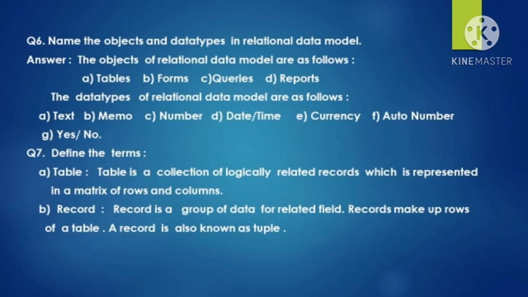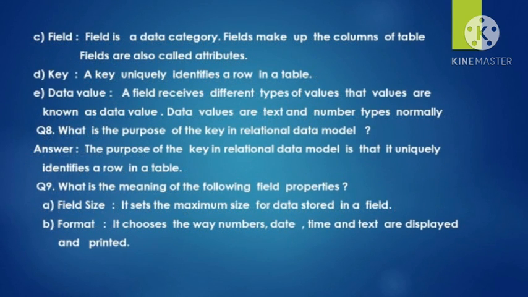Question number 7. Define the terms. Option A. Table. A table is a collection of logically related records which is represented in a matrix of rows and columns. B. Record. A record is a group of data for related fields. Records make up rows of a table. A record is also known as a tuple. The next slide contains the next part of questions and answers.